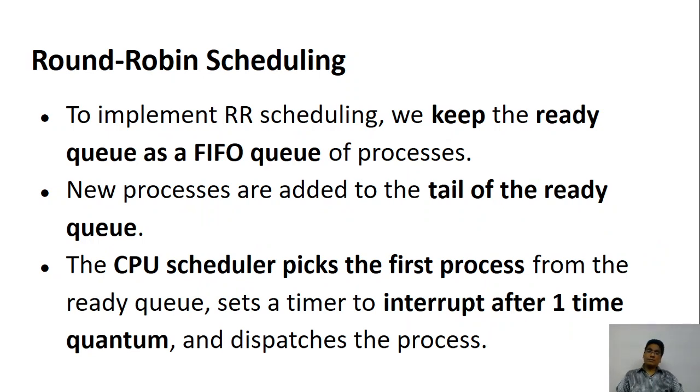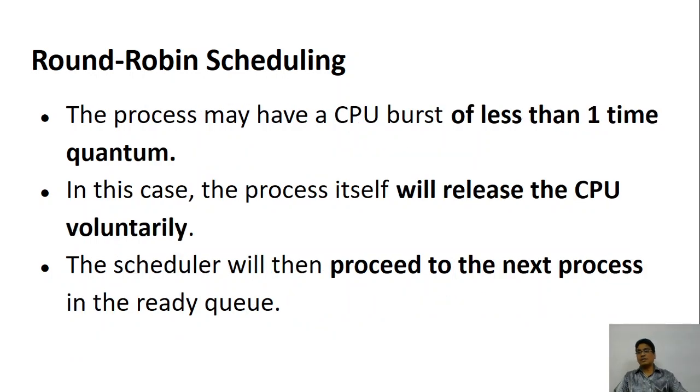In round robin scheduling, we keep the ready queue as a first in first out queue. Every new process that comes in will be added at the end of the queue. This is a circular queue, remember. The CPU picks up one of the processes, whichever came first. It will schedule it for one quantum. After that, it is interrupted and the CPU dispatches the next one.